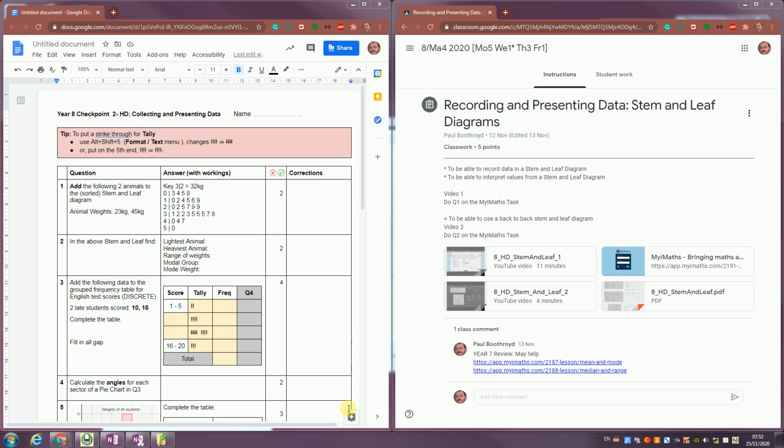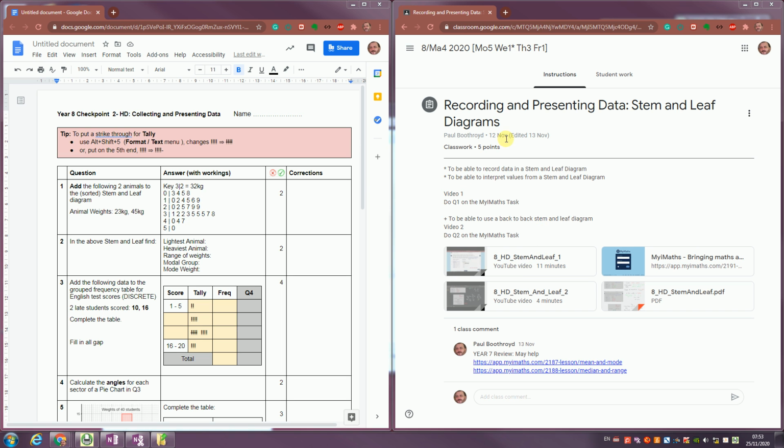Okay, for this part of this lesson, this is about doing the corrections you made to your tests. So each section that you did wrong, I will quickly show you where the information is in the lessons and also a quick overview of what happens. So question 1 was about using stem and leaf diagrams to present data.